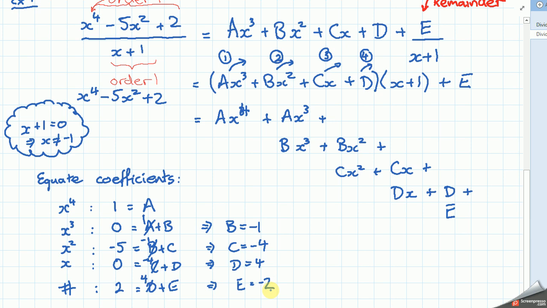And my final expression, therefore, is my a, which is x cubed, plus the b, so minus x squared, plus the c, which is minus 4x, plus the d, which is 4, minus 2 over x plus 1 is the result of that division.